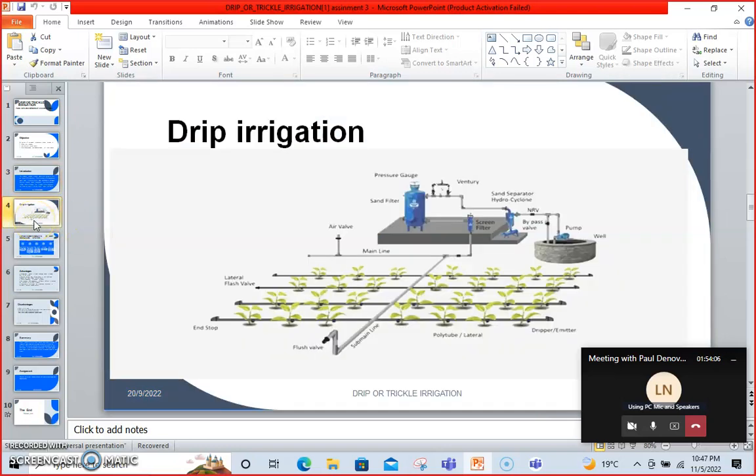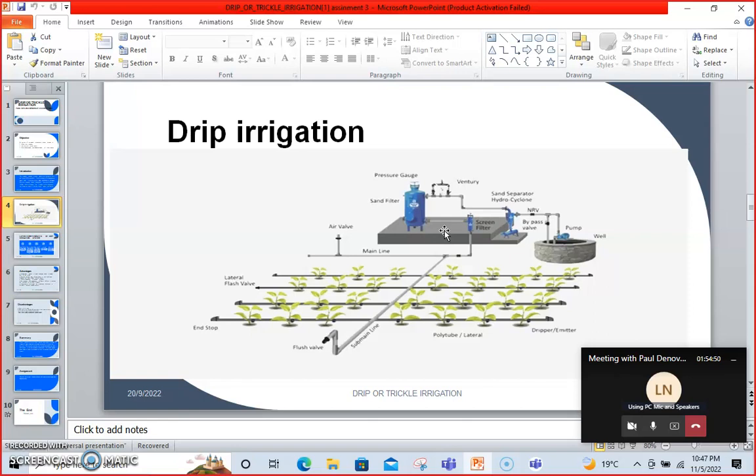So we look at the layout. Can you see the layout? Yes. From the layout, we can see that we have a well, though it can be any source of water, maybe a lake or a river. Then the water is pumped to a tank that is normally raised. As you can see, it has some pressure gauges, and the tank has what you call a sand filter. That is to remove the soil particles that may get into the tank.